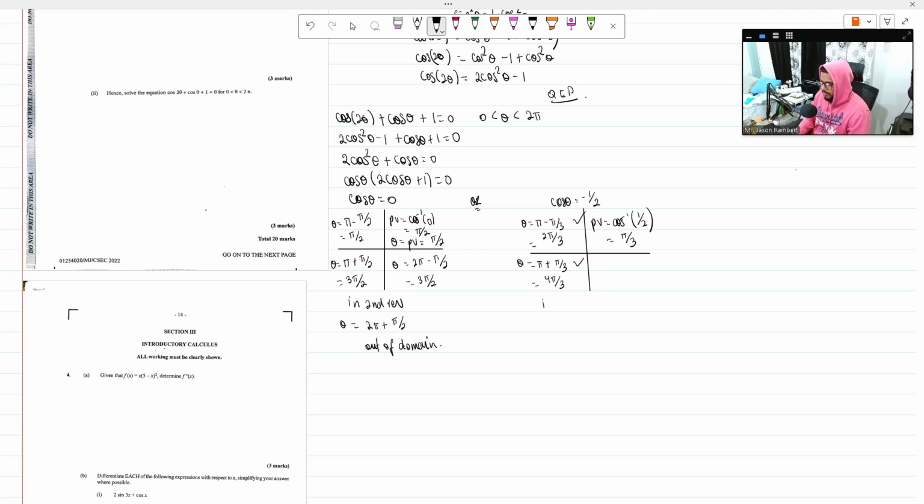I had to go in the next revolution. In the second rev, theta is 2 pi plus 2 pi on 3, and it's out of domain. 3 marks is plenty of working. My solution: theta is equal to pi on 2, 3 pi on 2, 2 pi on 3, and 4 pi on 3.